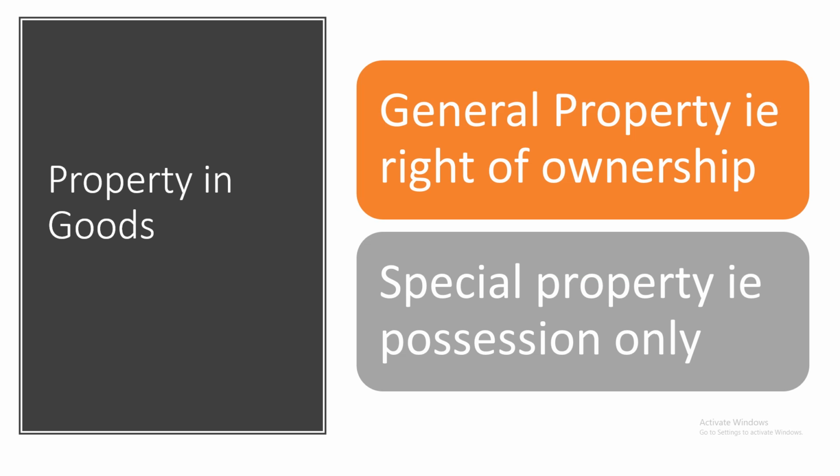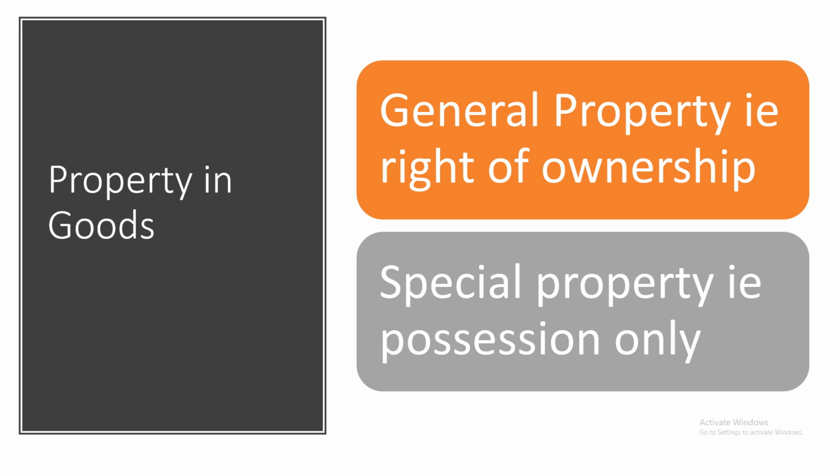Now let us check this. Property means the general property, that is the right of ownership in goods, and not a special property, that is, special property indicates mere possession. Therefore, if I say there is a sale, the general property must be transferred from the seller to the buyer. Until then, I can't say that there is a valid sale.